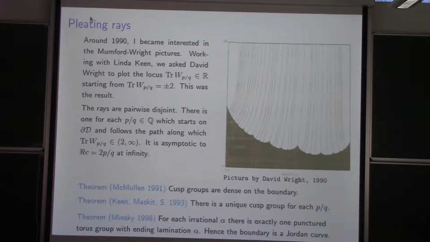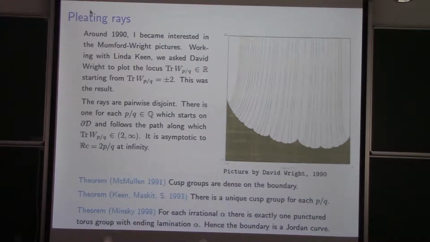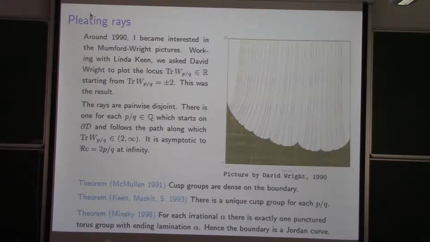And then Yair Minsky came along, again, I believe, inspired by that very picture. So the question was, is this boundary really a Jordan curve, and is there a map from the rationals to this boundary which is a continuous bijection? So Yair proved his famous ending lamination theorem for one-dimensional torus groups, I think inspired by looking at this picture, from which follow the consequences I said. And I have to say, I tried hard to prove this about the boundary by other means, without success.